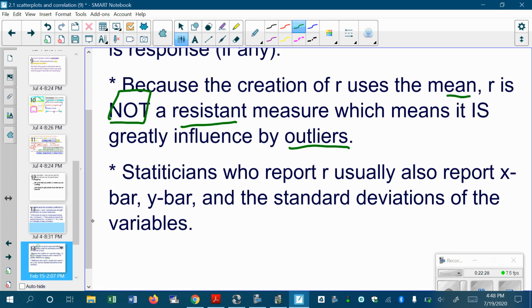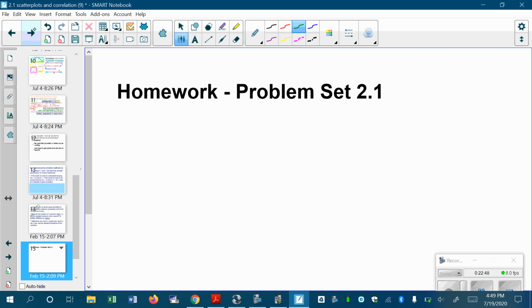Statisticians who report R usually will also say what is the average X, what is the average Y, and what are the standard deviations for both the X and the Y variable, because those ideas are utilized in the calculation of correlation. So those kind of come as a package together if you are being very good as a statistician.